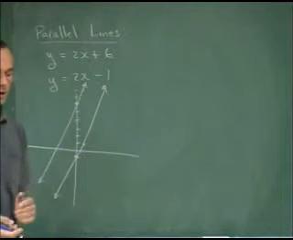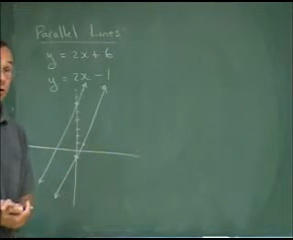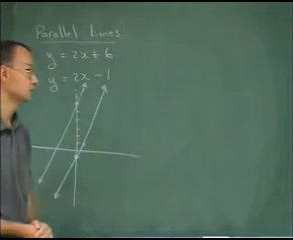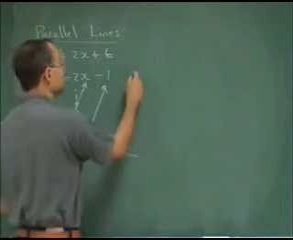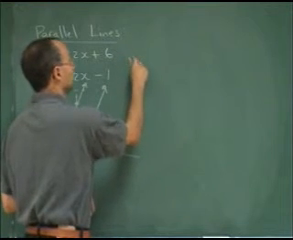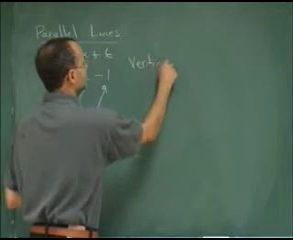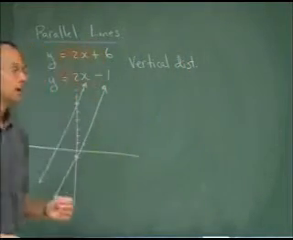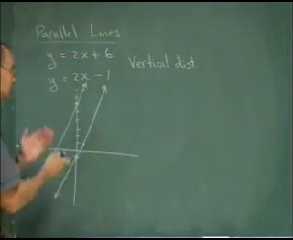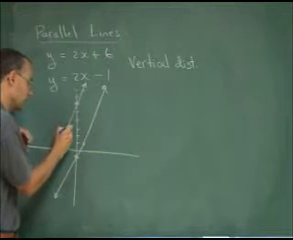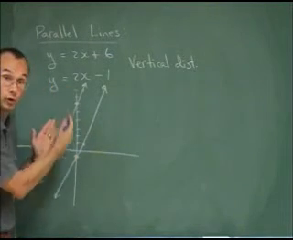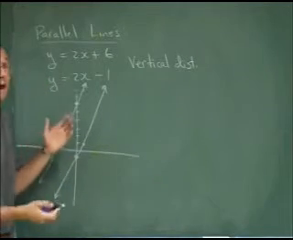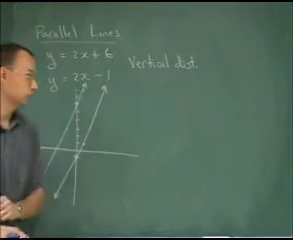Okay, there are 3 basic things that are going to be asked that you can find when you're working with 2 parallel lines. The first thing that's going to be required is they're going to ask you for the vertical distance between the 2 lines. What they mean by that is if you take some point up here and you go straight down vertically to the other line, how far down is it? And there's a really easy way to do this.